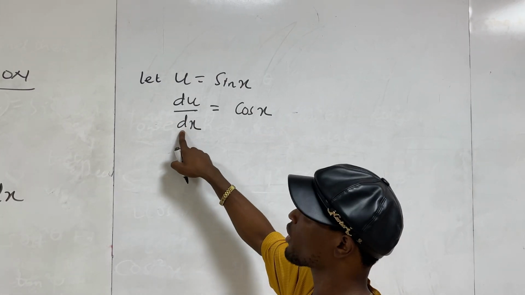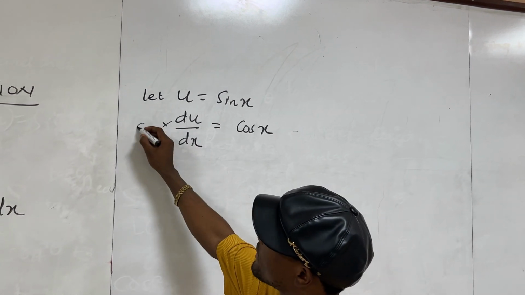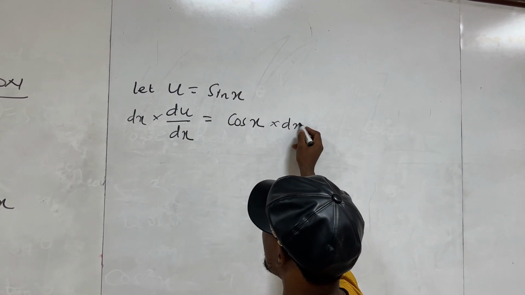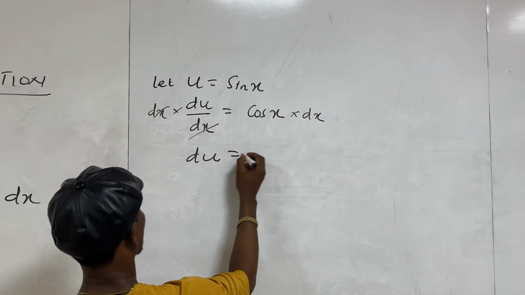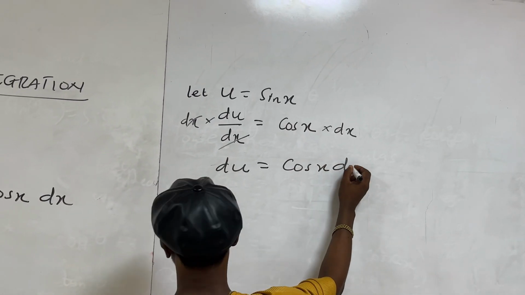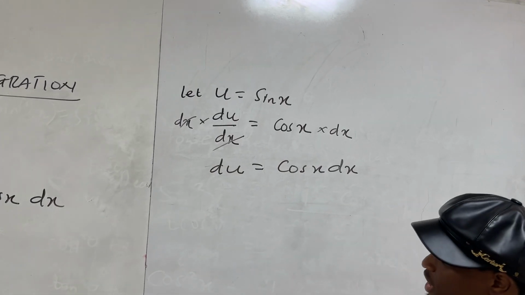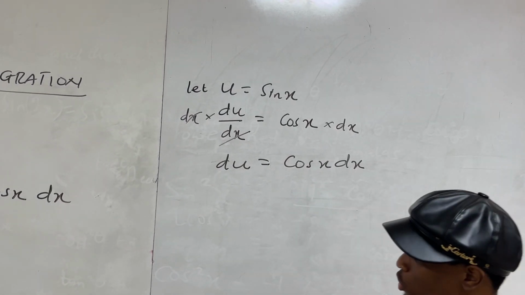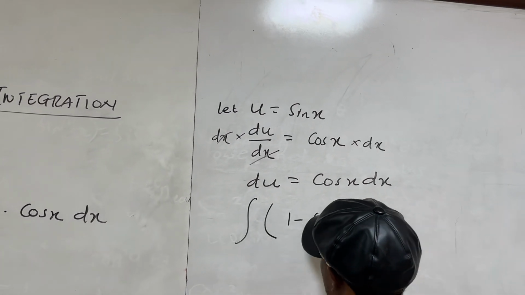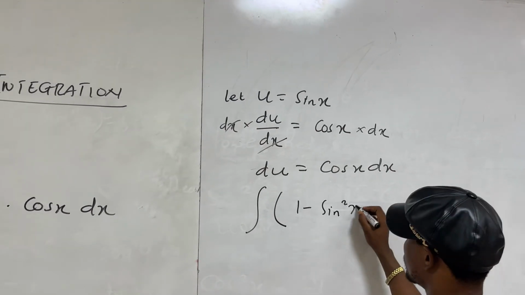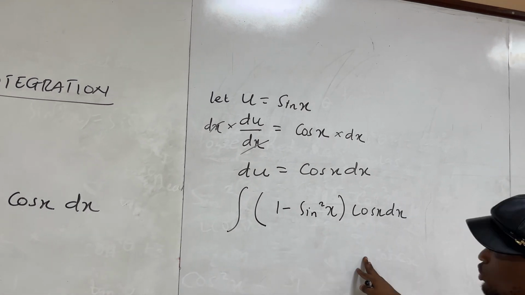Now, we don't want any denominator here, right? It should be denominator free. So multiply here by the LCM, which is dx. Here too, times dx. So dx cancels dx. So therefore I have du is equal to cos x dx. So therefore we said we have 1 minus sine squared x, then times cos x dx. Remember this, is that not so?